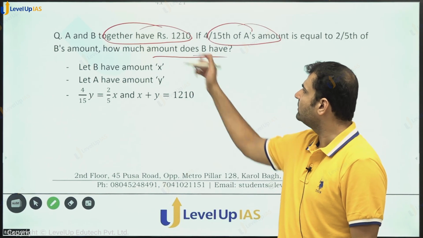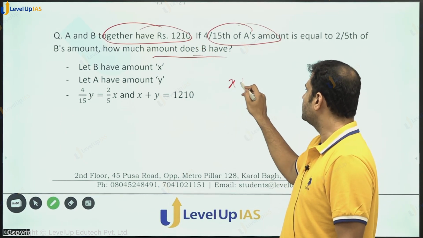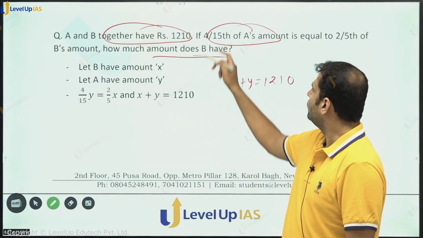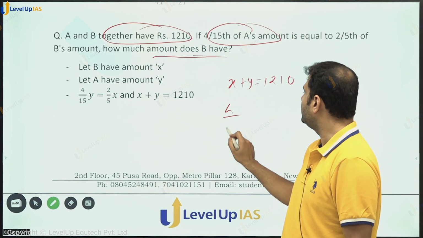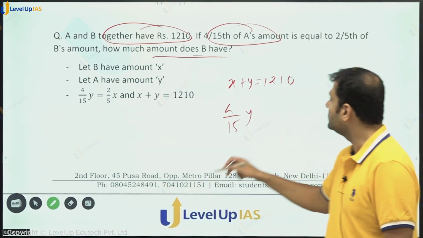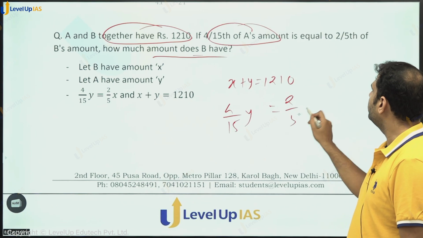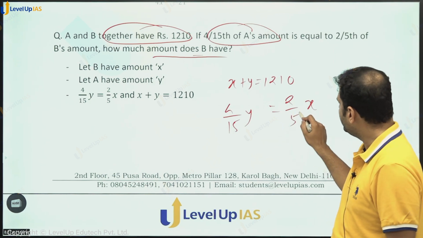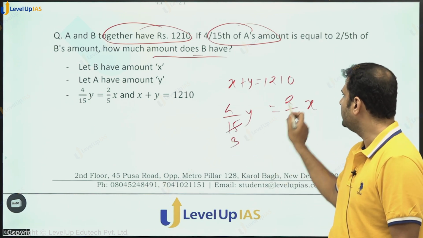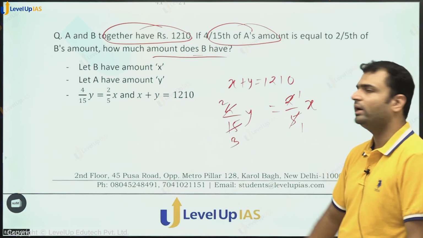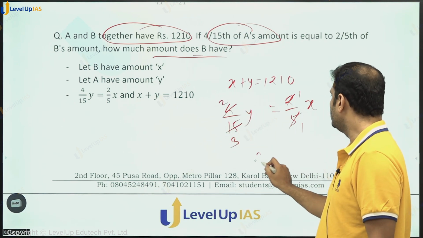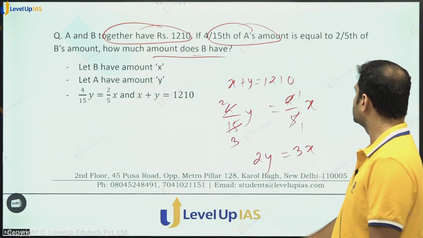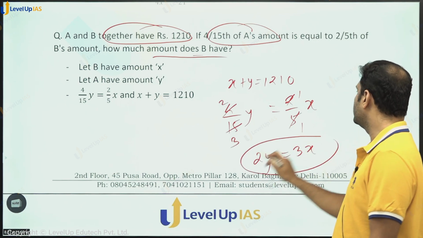So and what is given? दोनों को मिला के कितना पैसा है? x plus y is equal to 1210. Correct. And second is 4 by 5 of A's amount, जो कि हमने y assume की है, is equal to 2 by 5 of B's amount, which is we have assumed as x. Fine. तो यहां पे हम लोग 5 1s are 5, 5 3s are 15, 2 1s are 1, 2 2s are 4. अब क्या आएगा? 2y into 1 is equal to 3 into x. Correct. This is relation between x and y we have.